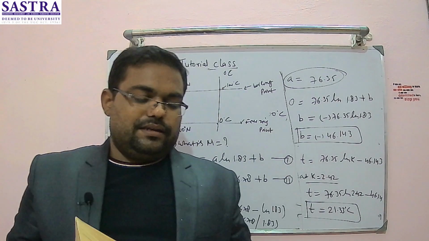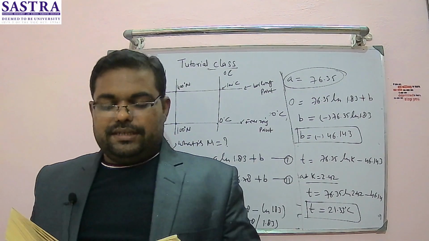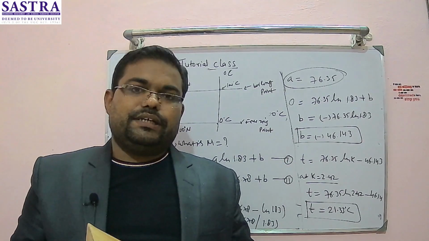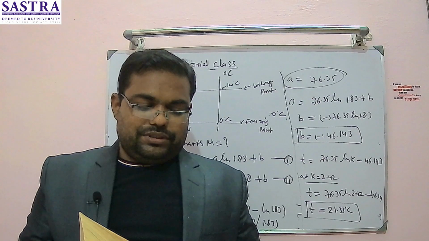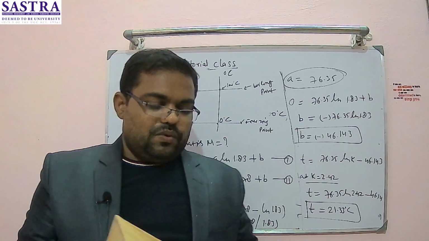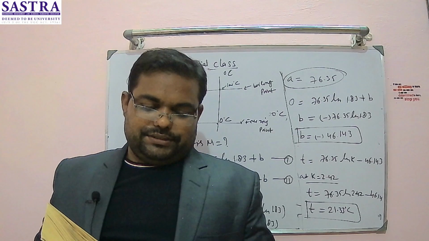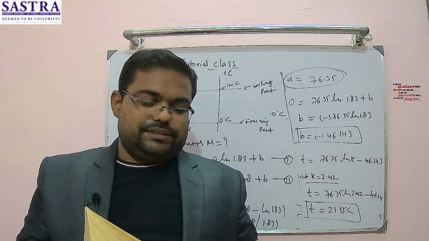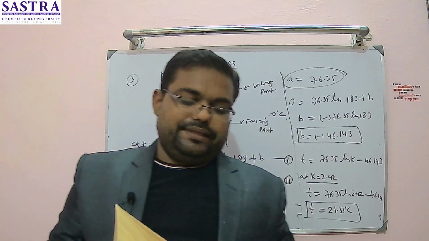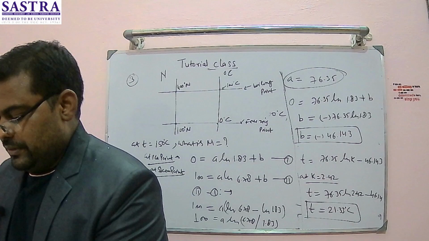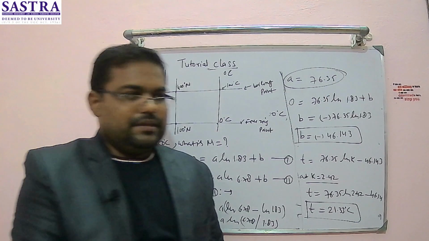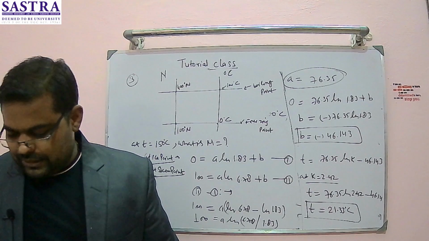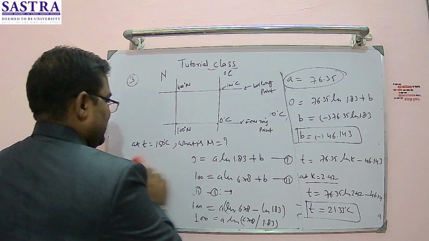A new scale, capital N of temperature, is divided in such a way that the freezing point of ice is 100 degree Newton and the boiling point is 400 degree Newton. What is the temperature reading on this new scale when the temperature is 150 degrees Celsius? First part, at what temperature both the Celsius and the new temperature scale readings would be the same, that you need to calculate. So how to do that? This is a very simple problem, only we have to analyze the things.